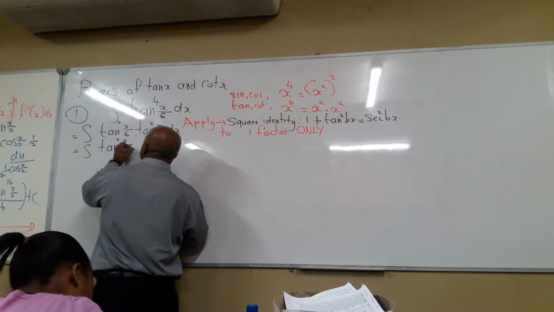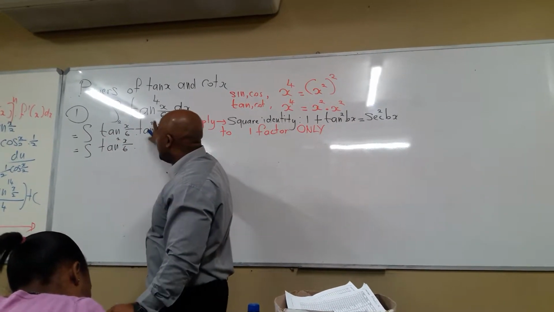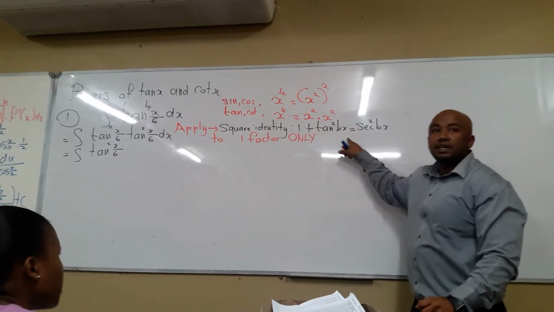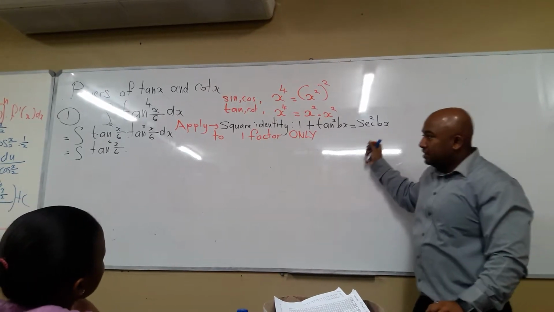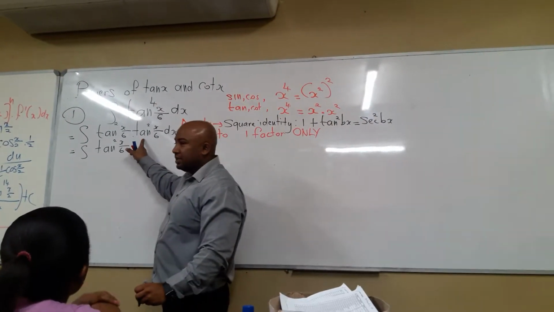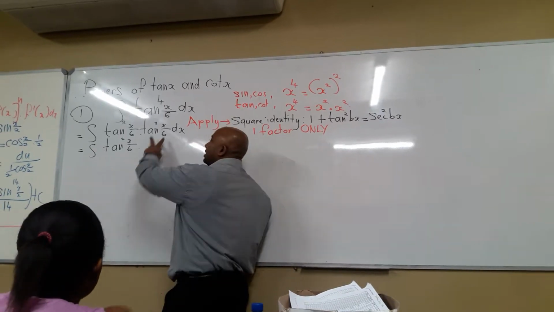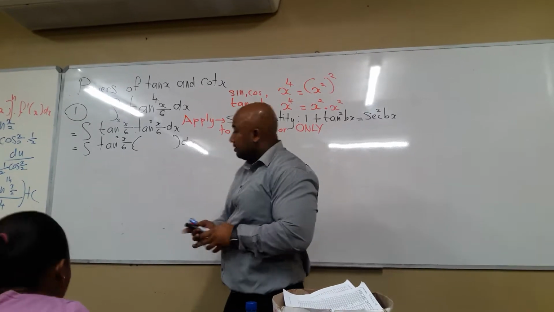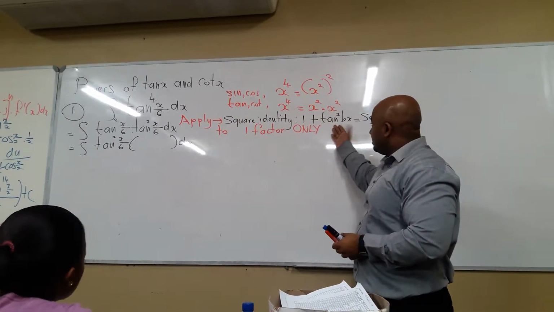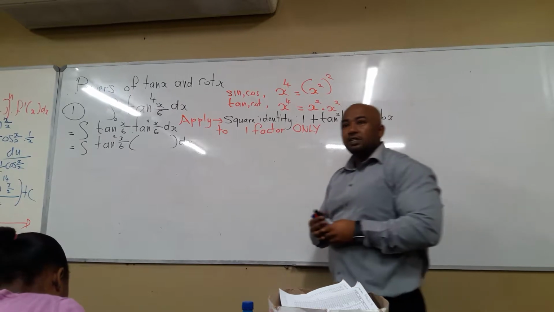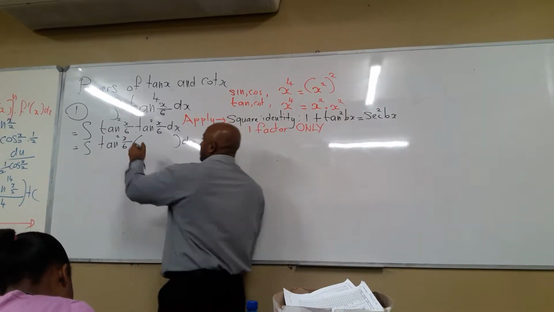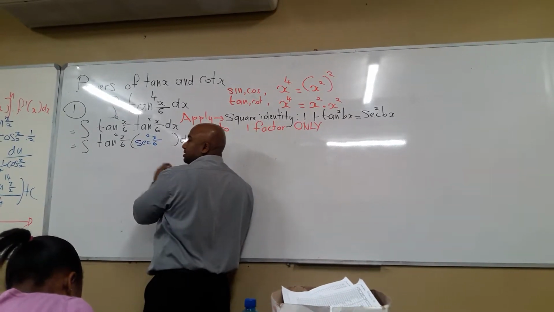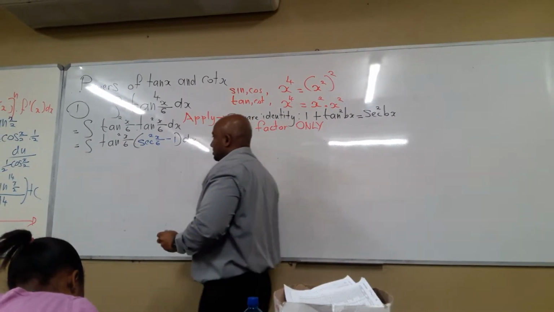So we got tan squared. So I'm going to apply my square identity here. The square identity is 1 plus tan squared is equal to sec squared. This is not 1 plus tan squared. It's just tan squared. So how can we replace tan squared? All you do is you look at your formula sheet and you manipulate the equation. What will tan squared be? It's going to be sec squared plus 1 or minus 1? It will be minus 1. Okay.